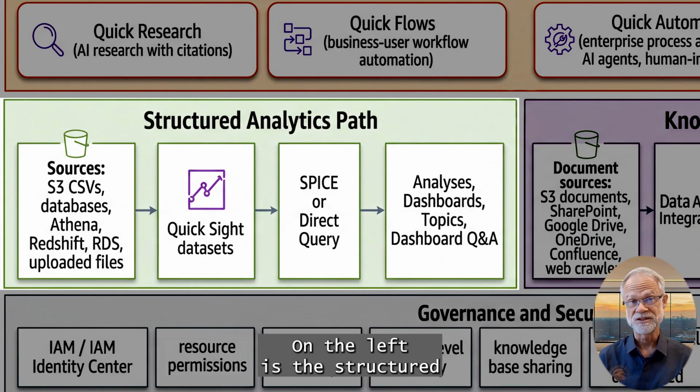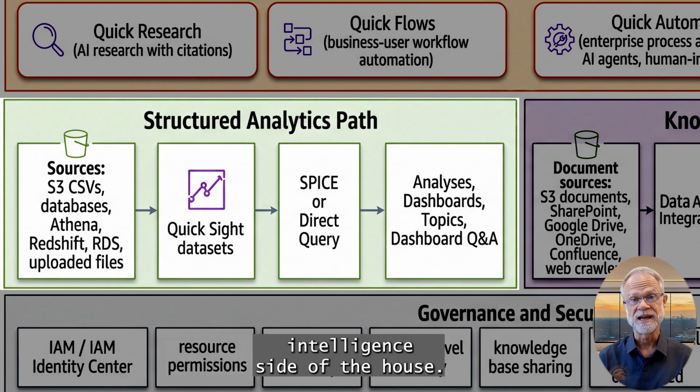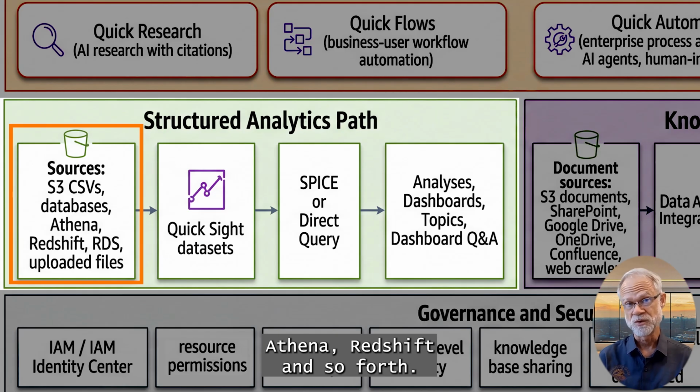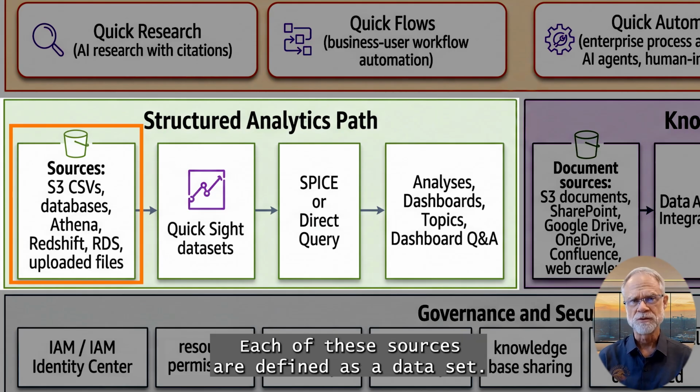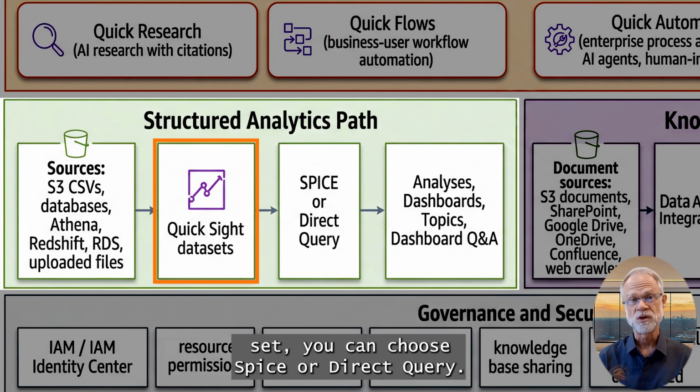On the left is the structured analytics path. This is the business intelligence side of the house. It starts with data sources such as S3, Athena, Redshift, and so forth. Each of these sources are defined as a dataset. From there, depending on the dataset, you can choose Spice or Direct Query.